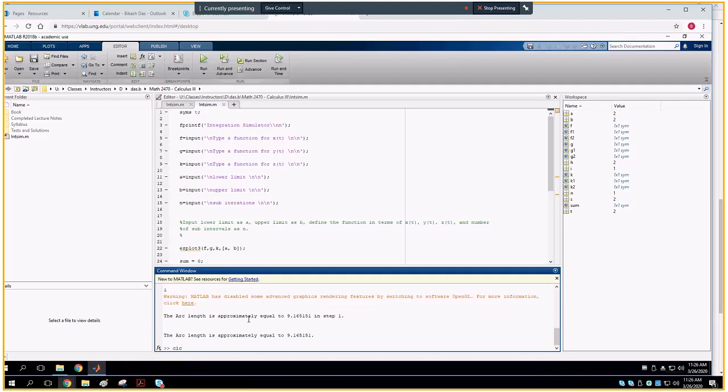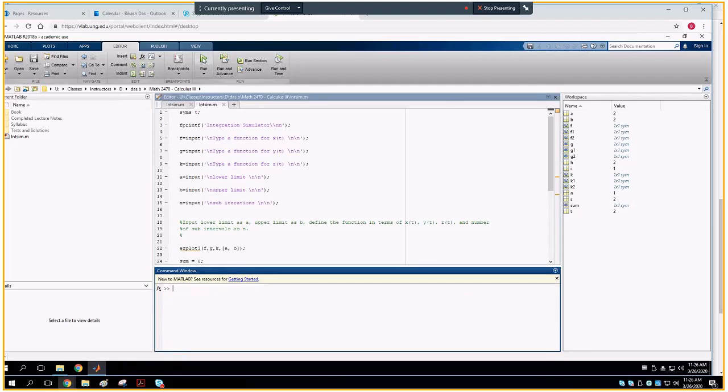I put CLC to clear the screen and I enter. So now we're going to run the code one more time. Similar information, you're going to put t, then you're going to put 4 minus t squared, that's your Y. Then you are going to put t cubed, that's your Z. Lower limit is still 0, upper limit is still 2. Number of iterations, I'm going to use 3.